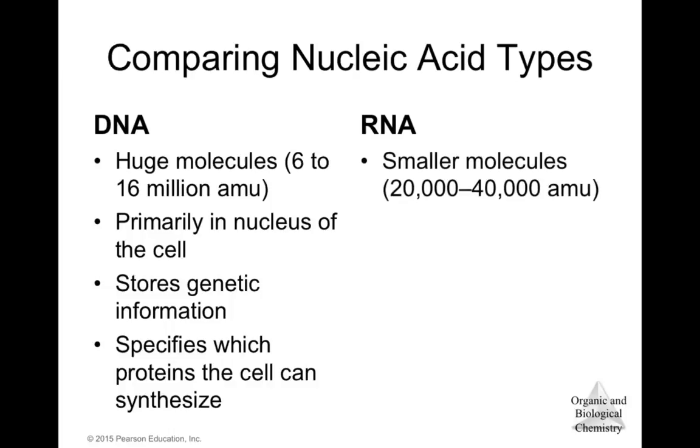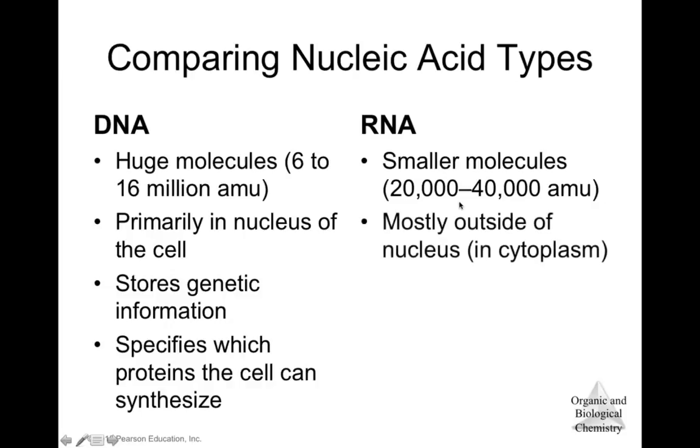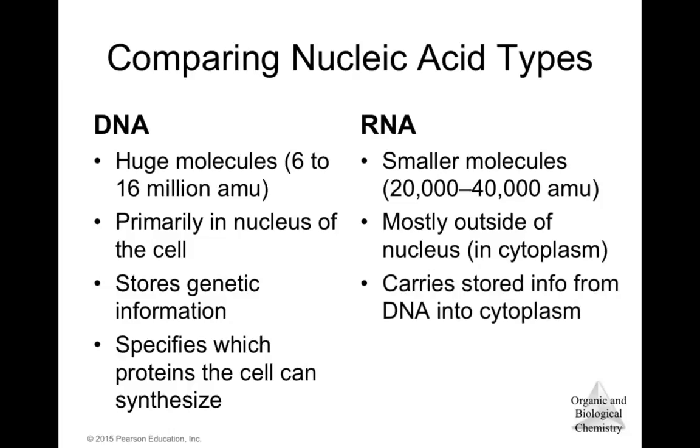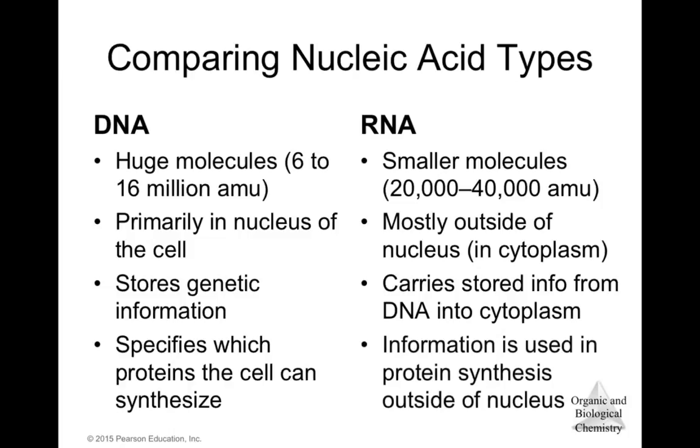The RNA molecules are smaller than DNA. Their size goes from 20,000 to 40,000 atomic mass units, and mostly you can find them outside of the nucleus in the cytoplasm. They carry stored information from DNA into the cytoplasm, and the information is used in protein synthesis outside of the nucleus. So these are also really important. They can also help in the regulation of the production of protein. So the DNA is the one that gives the instructions, and the RNA sometimes also helps in the regulation of the synthesis of protein.